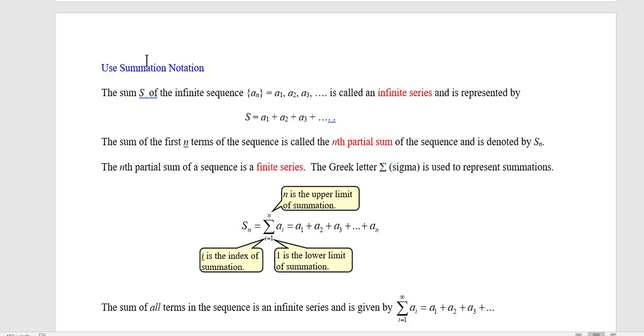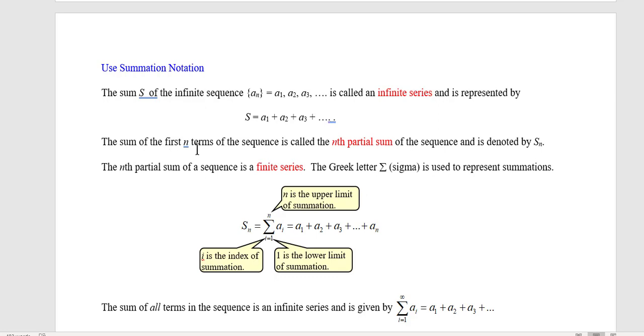So in order to do that, we need something called summation notation, something to help us take sums in a nice, convenient way to express it mathematically. So the sum S of the infinite sequence, here we're thinking of a sequence that has no end, right? It just is an infinite list of values in a particular order. The sum S for the infinite sequence of a_n's, where the first term is a_1, second is a_2, and so on, is called an infinite series and is represented by this expression: S equals a_1 plus a_2 plus a_3 plus dot dot dot. That's how we indicate that the sum keeps going. We put that dot dot dot way out at the end.